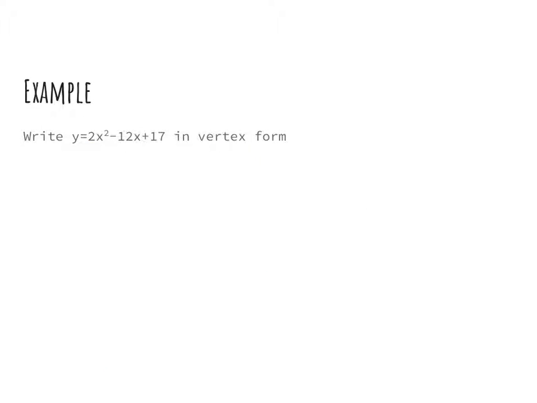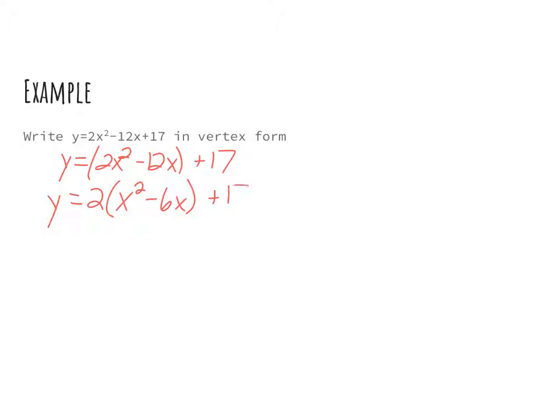So one more example here. Again, we've got a number in front of the x squared, so the first thing we're going to do, put the whole thing in parentheses, those first two, factor out what's in front of the x squared. So here I'm going to factor out a positive 2. So I'm going to get x squared minus 6x inside.